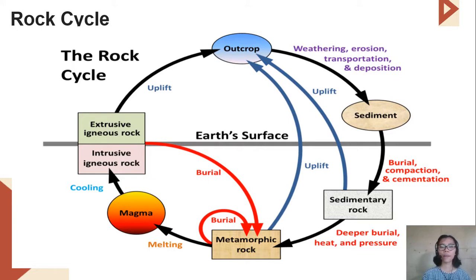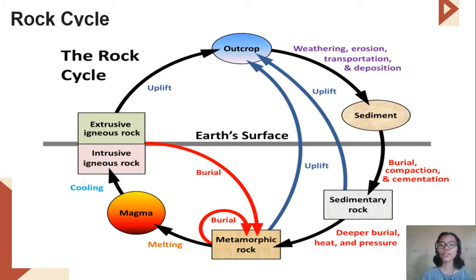Okay, so the outcrop is subject to weathering and erosion and can be moved and redeposited around the earth by forces such as water and wind. As the outcrop is eroded, it becomes sediment which can be buried, compacted, and cemented beneath the Earth's surface to become sedimentary rock. As sedimentary rock gets buried deeper and comes under increased heat and pressure, it returns to its original state as metamorphic rock.